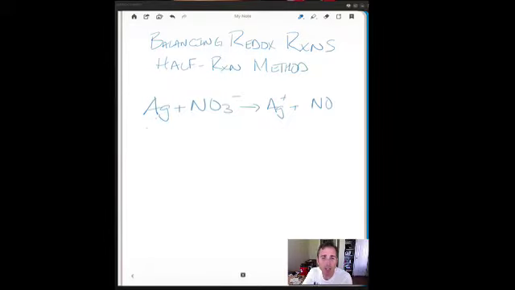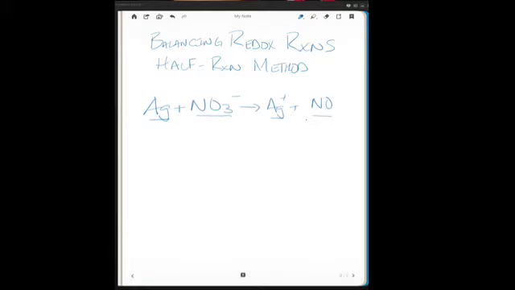This is the second video of the redox reactions. This is balancing the redox reactions using the half reaction method. This one we have silver plus nitrate yields the silver ion plus nitrogen monoxide. And so we're going to balance this with the half reaction method.